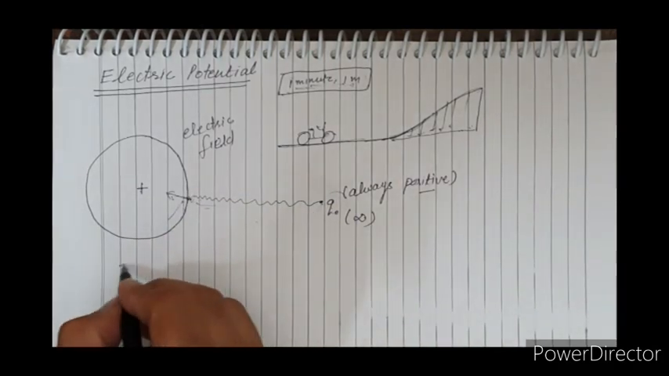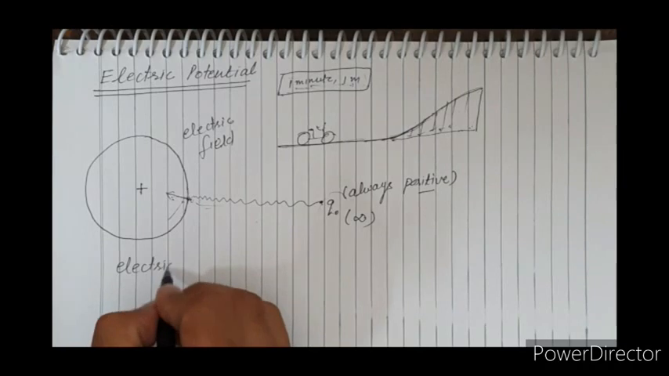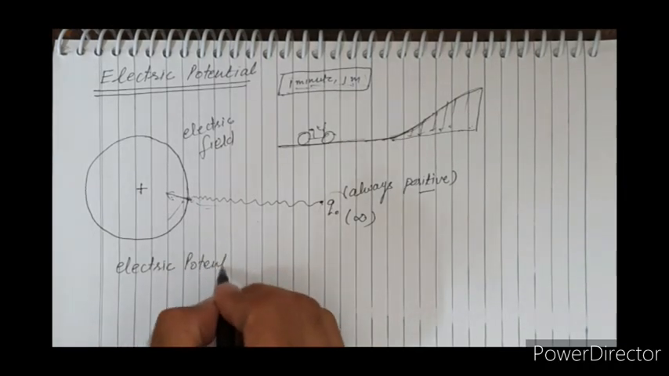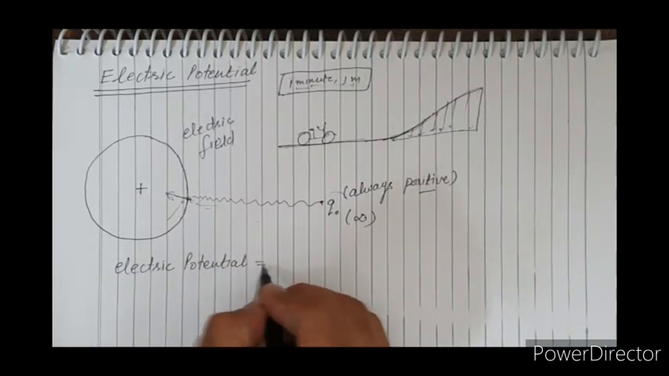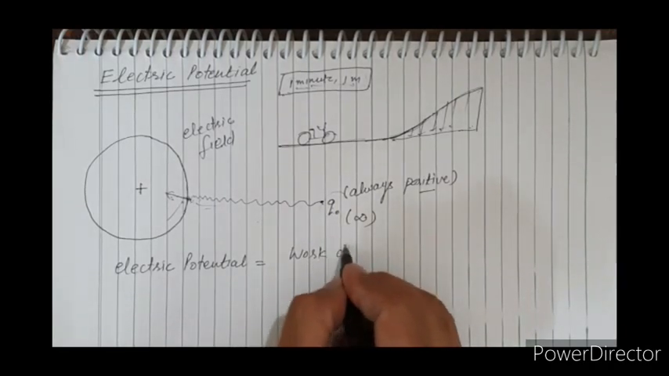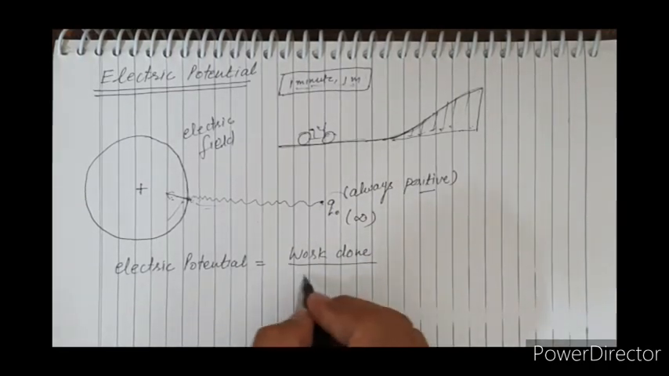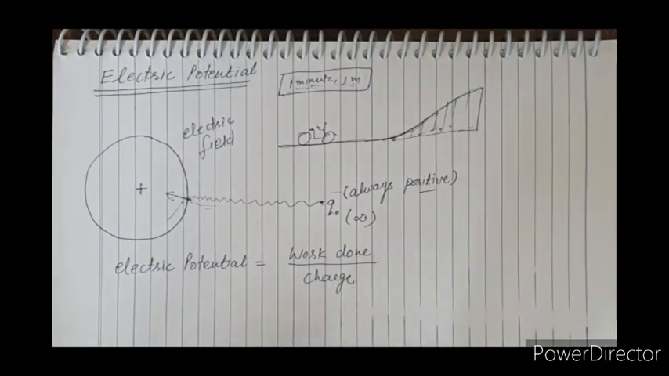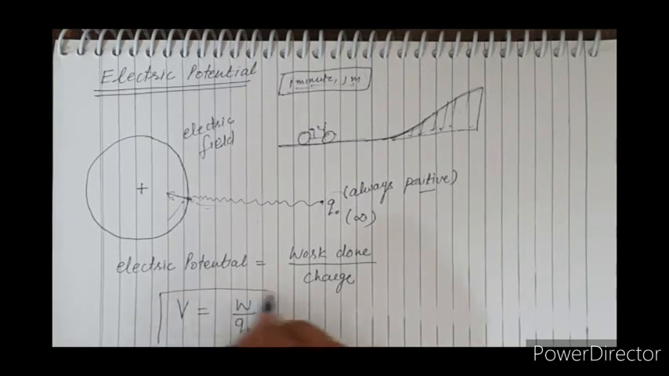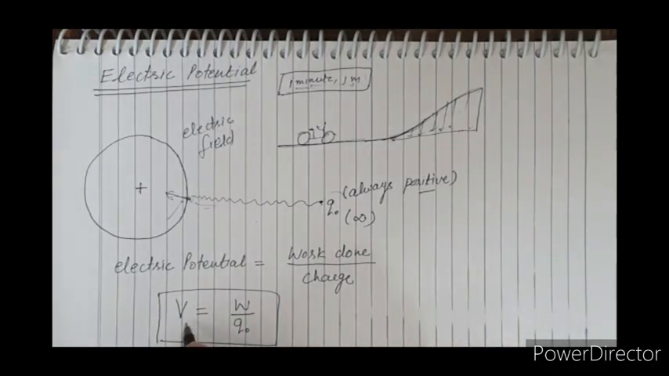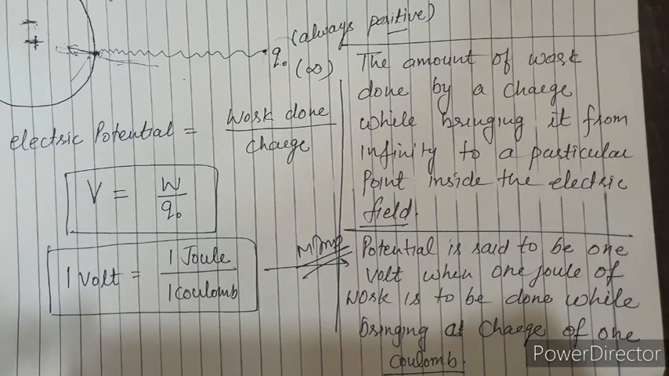So what is electric potential? Electric potential is equal to work done by that charge. So V is equal to W by Q naught. And what is the unit of V? Unit of electric potential is volt. Unit of work done is joule, and unit of charge is coulomb.